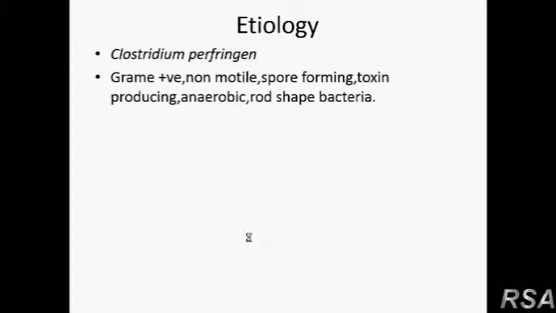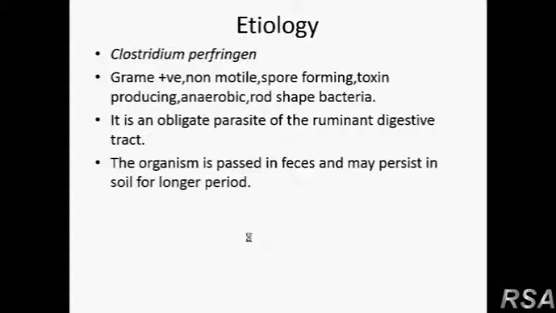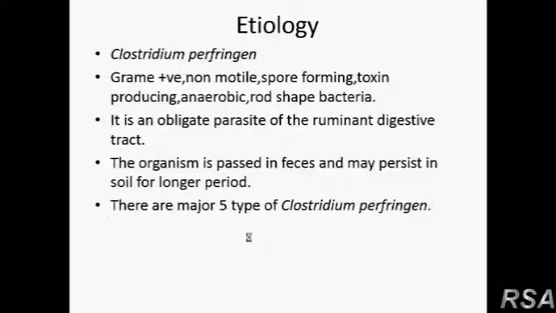Etiology. Clostridium perfringens is a gram-positive, non-motile, spore-forming, toxin-producing, anaerobic rod-shaped bacterium. It is an obligate parasite of the ruminant digestive tract. The organism is passed in feces and may persist in soil for a long period.